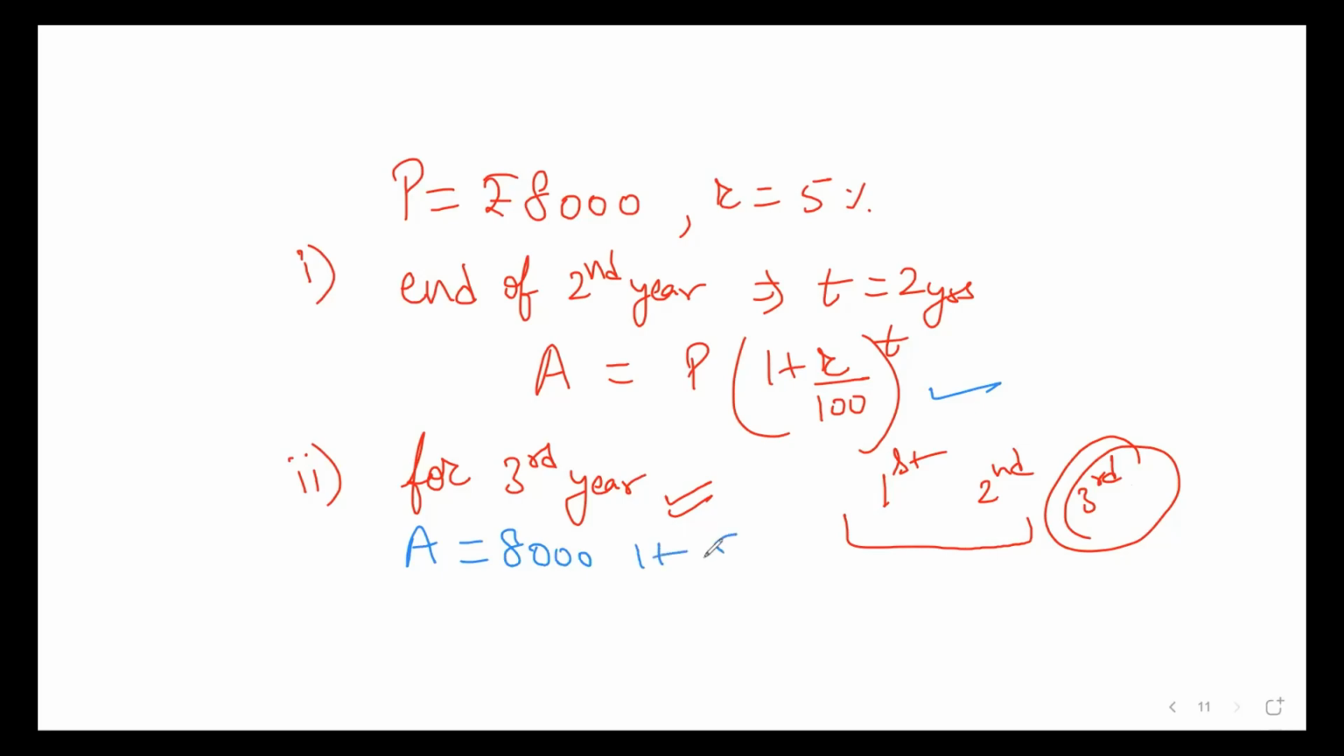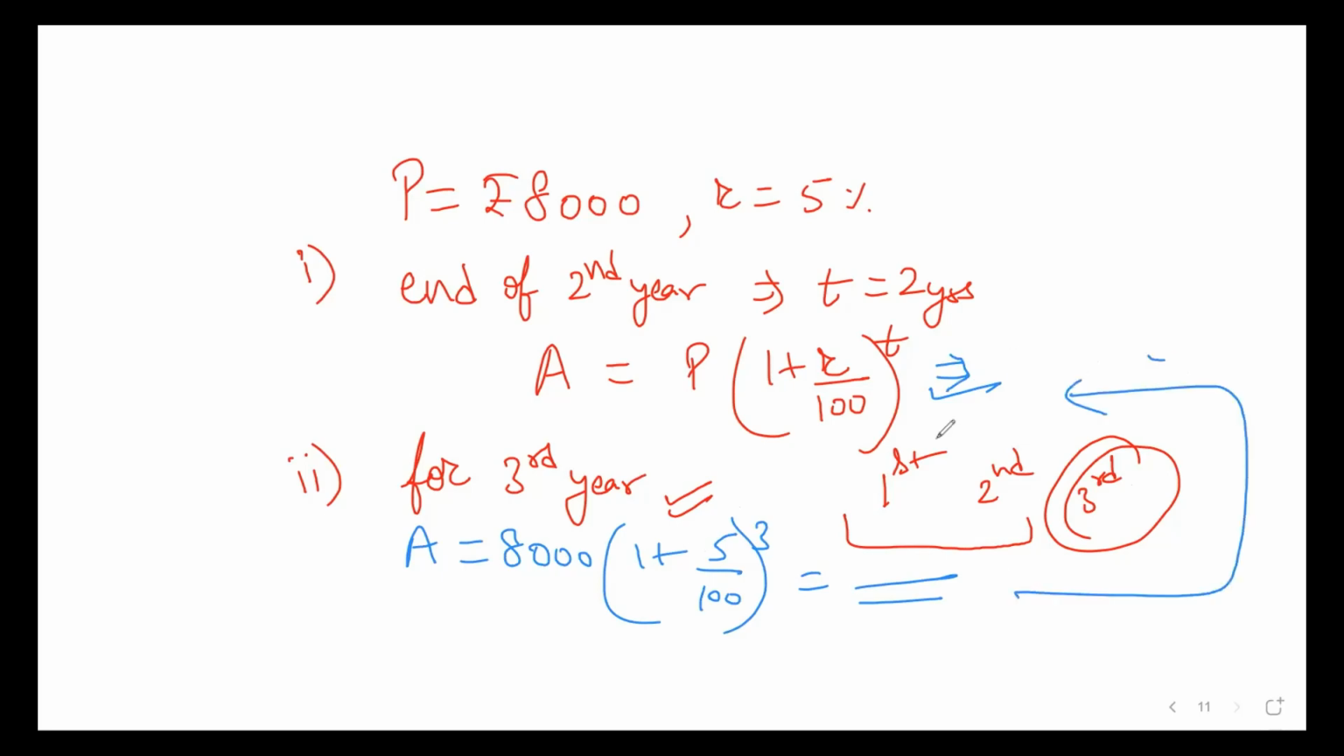1 plus R would remain same, but the time period would be 3 years here. Find the value. Now whatever answer you will get here, and this was the answer you were getting for 2 years, just subtract both, and that would be the answer of the second part. Why we are subtracting? Because the 3 years answer, if you subtract the 2 years answer, you would be left with only the third year, and this is what they are asking. I hope this is clear.